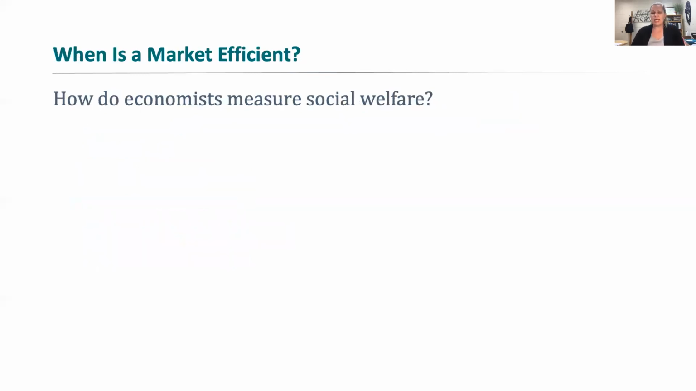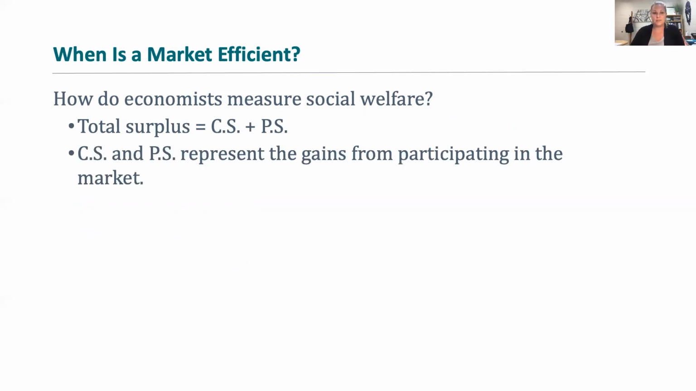So let's talk about market efficiency. When economists measure social welfare, we're looking at the society as a whole, or in other words, both sides of the market. So total surplus is the measure that we're going to look at when thinking about efficiency. And total surplus is the sum of consumer surplus for the buyers and producer surplus for the sellers.